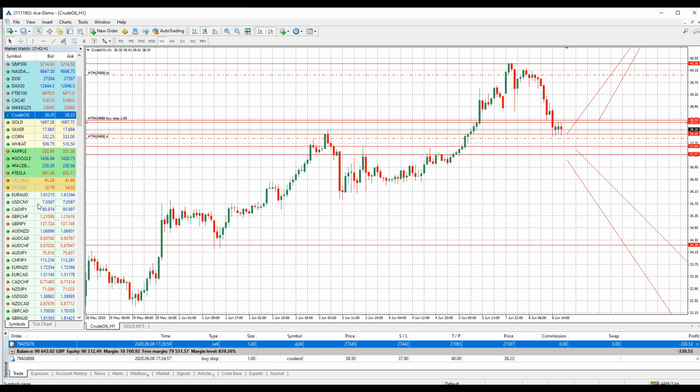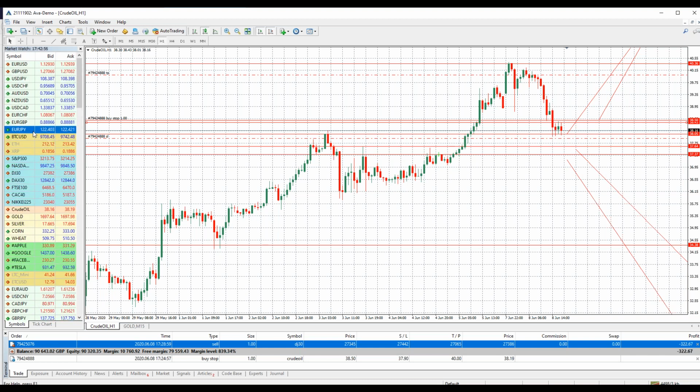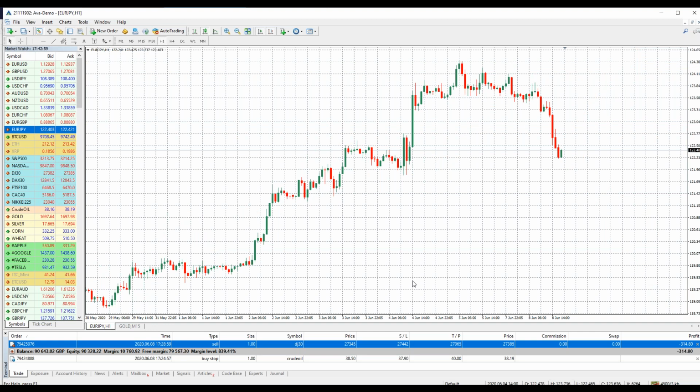Okay, so maybe we look at that Euro JPY. We talked about the Euro having problems, right? Let's look at the Euro. If I can find it, there it is. Yeah, as expected, the Euro pulled down a ton today against the yen. Okay.